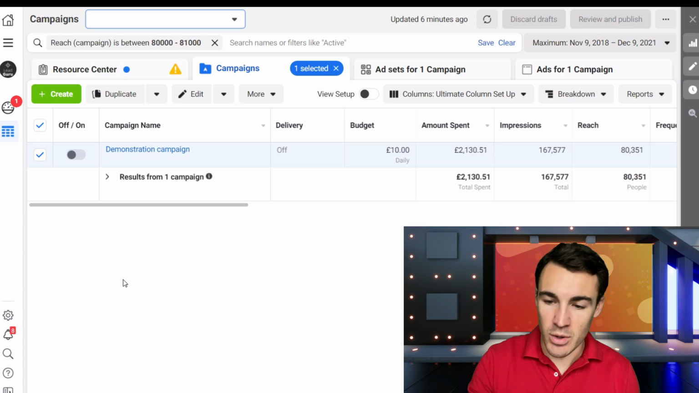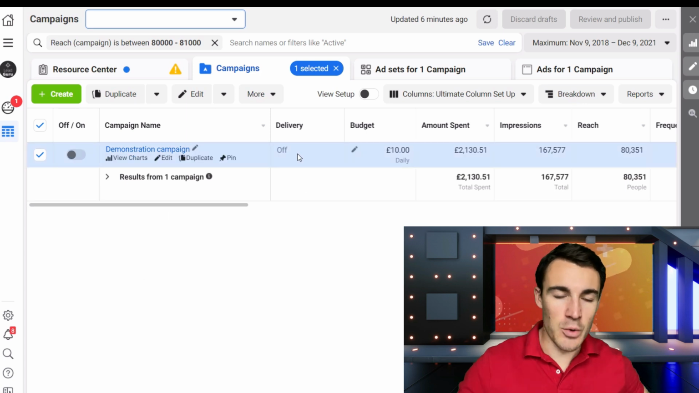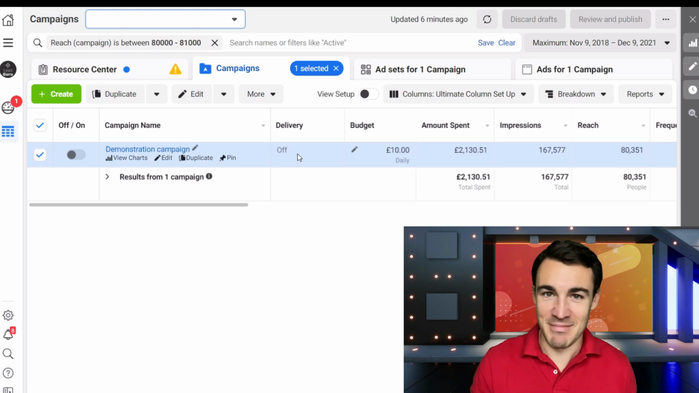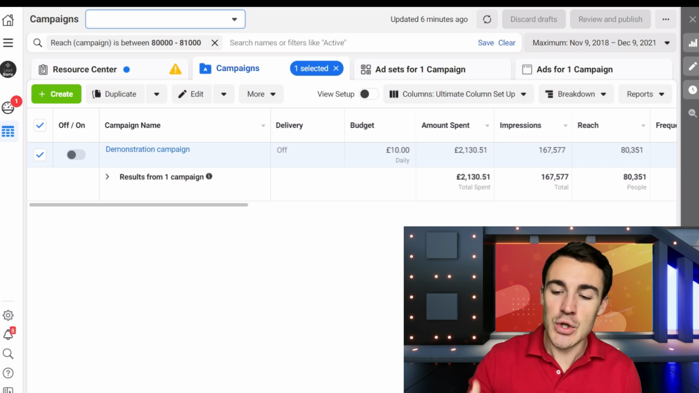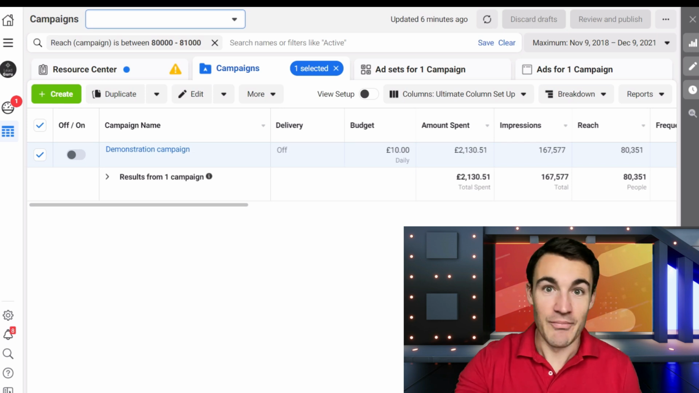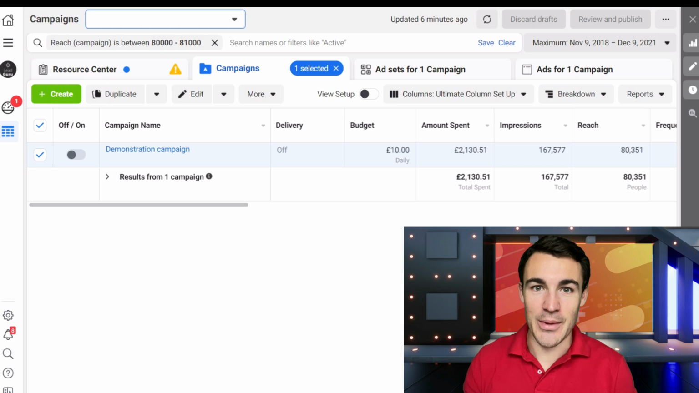So I'm in one of our Facebook ad accounts and we've got a demonstration campaign. Now, this is a campaign that had real world actions that took place, because otherwise it wouldn't have useful data to show you. We spent just over £2,000 on it. So it's a useful thing to show you guys, like, if you were running a campaign, this is how we'd go through it, right?